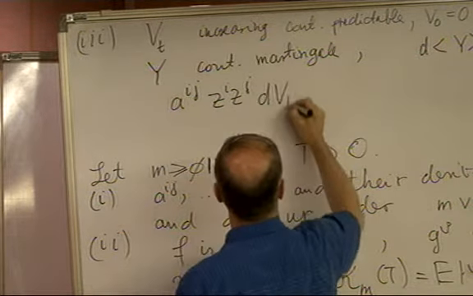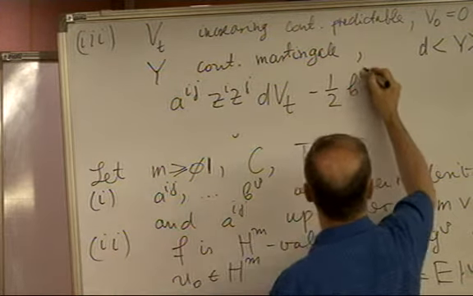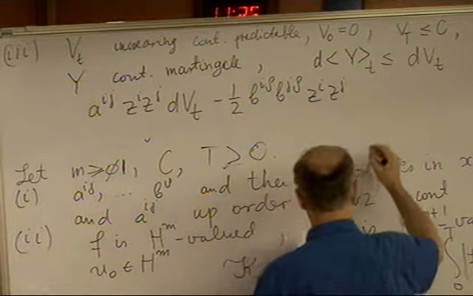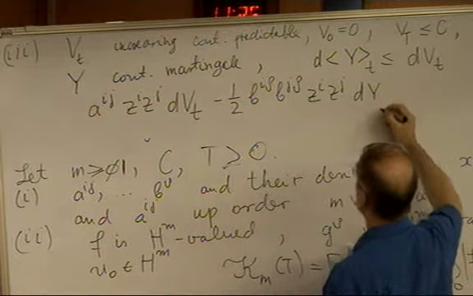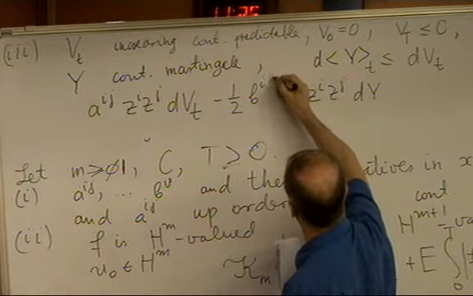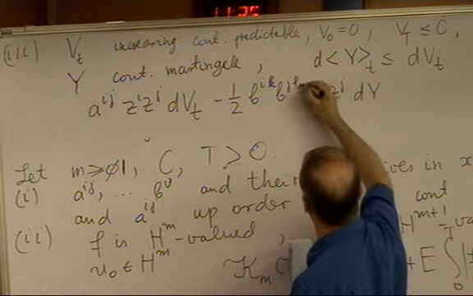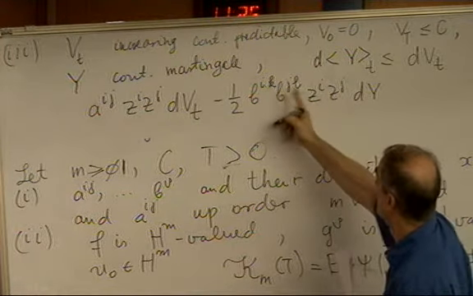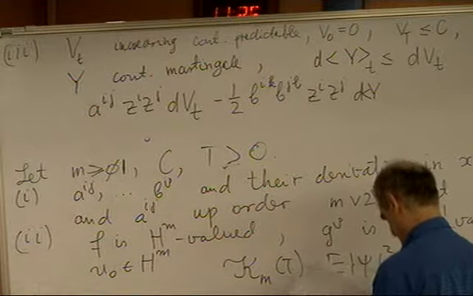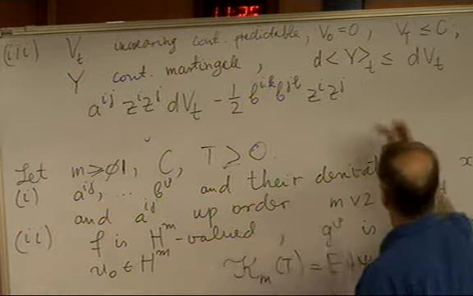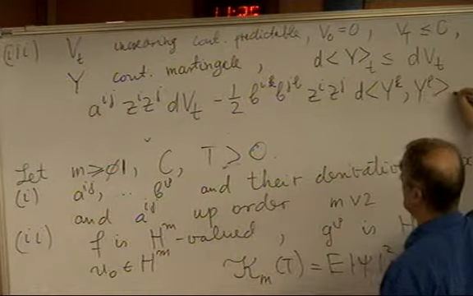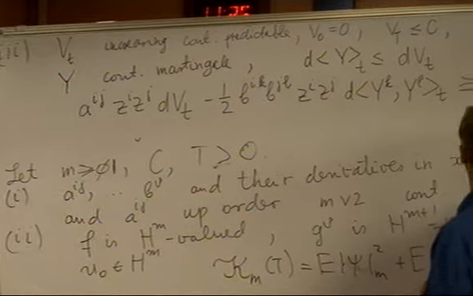z_j dV_t minus 1/2 b_i^ρ b_j^ρ z_i z_j d. Sorry. I should have paid attention more. Let me write here K and L. And then, so instead of rho, I should have two, but so maybe K and L. I write here and here. dY^k, Y^l, and t, then this is greater than or equal to zero.